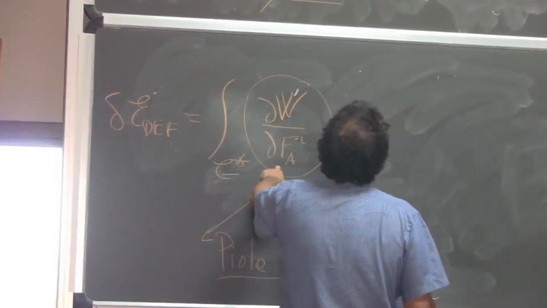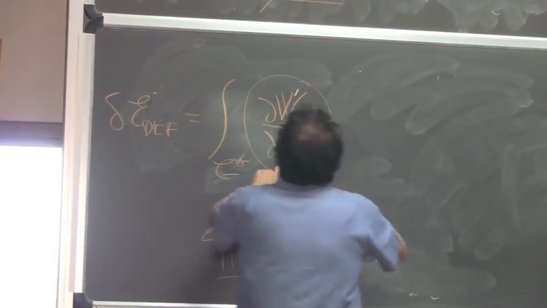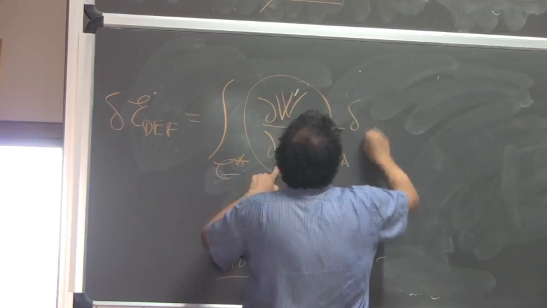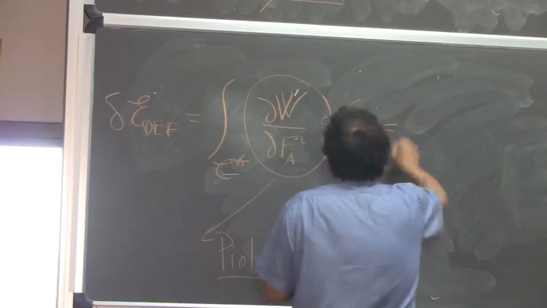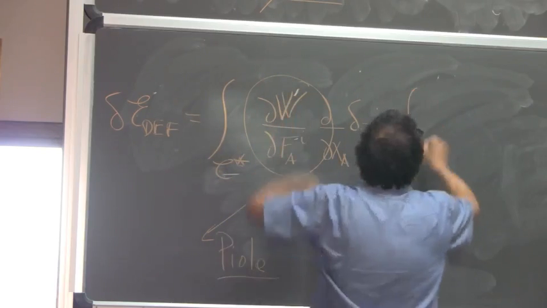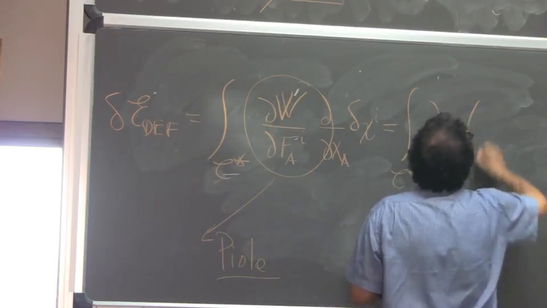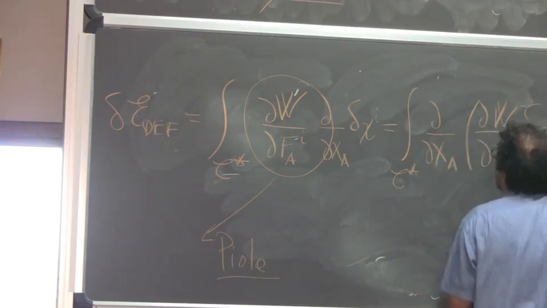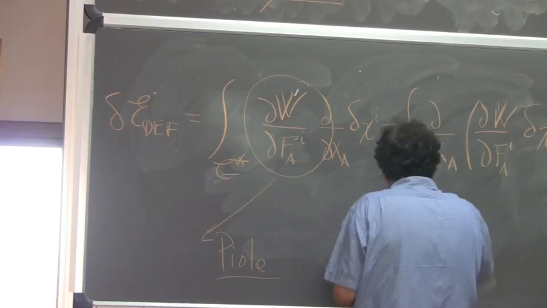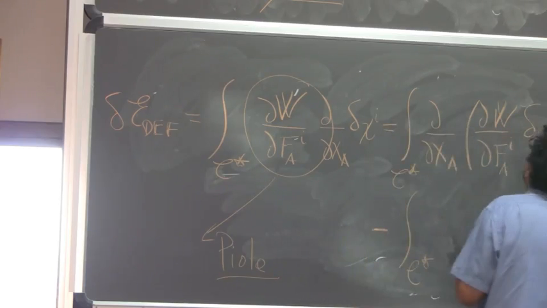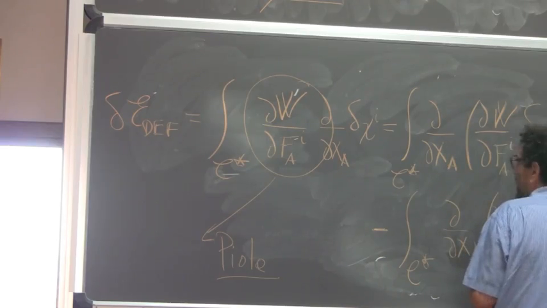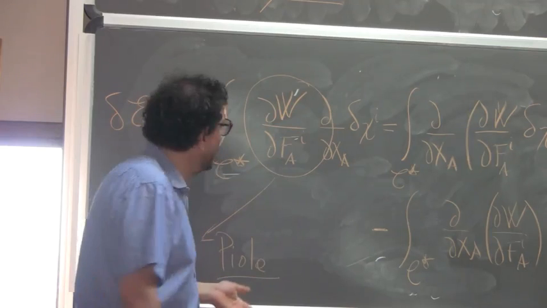So, this times d over dx a delta ki is equal to integral over C star of d over dx a of dW over dF delta ki minus integral over C star of d over dx a of dW over dF delta ki. This is the standard trick we are applying in this context.